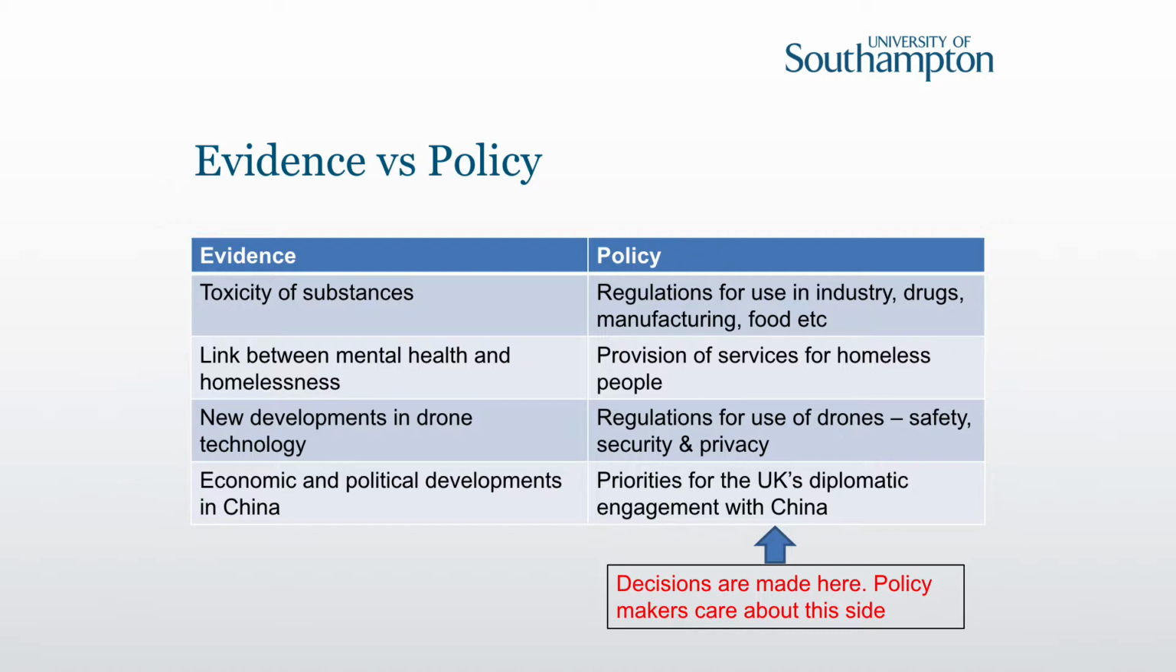But the point is, the policymakers are on the right-hand side of this chart. They're thinking about regulations, they're thinking about provisions, they're thinking about priorities for diplomatic engagement. And they're only interested in what's on the left-hand side of this when it helps them on the right-hand side. So when we engage them, when we talk to them about the excitement and the interest and the importance of the evidence, we have to do that knowing the context in which they're thinking and explaining to them why that evidence is relevant to the decisions they have to make.